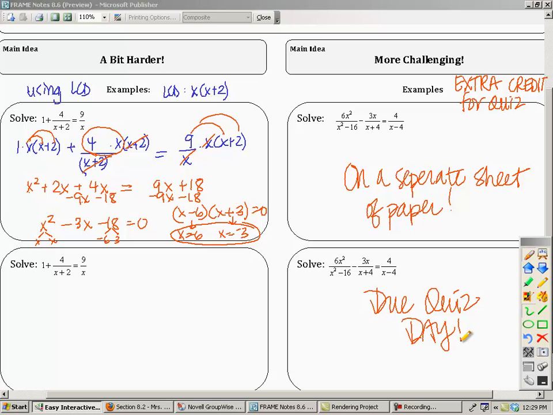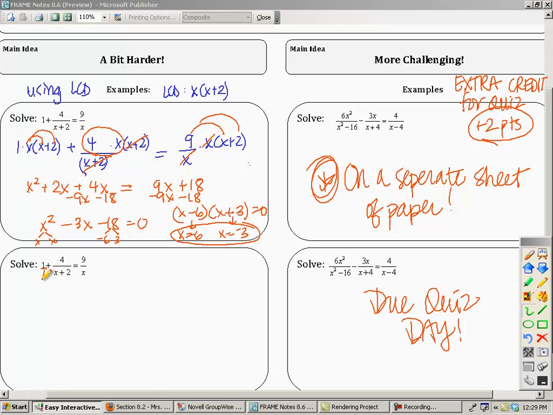Now you have an option. You can do option number 1 where you use the LCD, or you can use option number 2 where we make a common denominator. It's kind of up to you, but this will be extra credit for the quiz. It'll be worth 2 points, so plus 2 points of extra credit on the quiz. But it has to be on a separate sheet of paper or you do not get the extra credit. Okay, so let's do it option number 2 way.